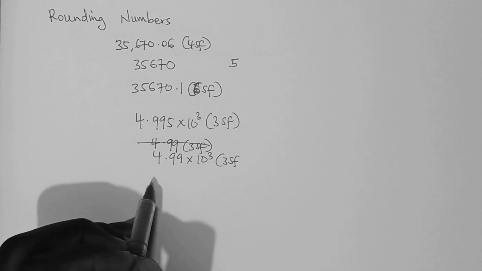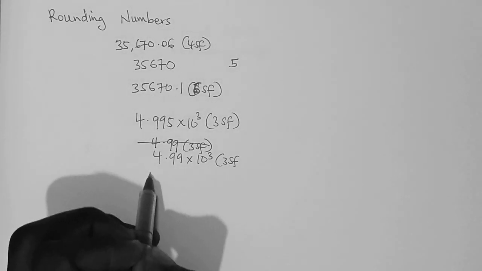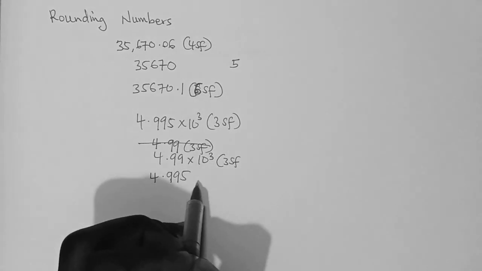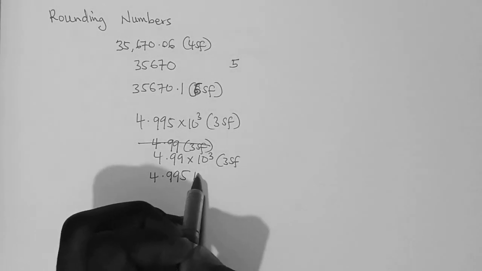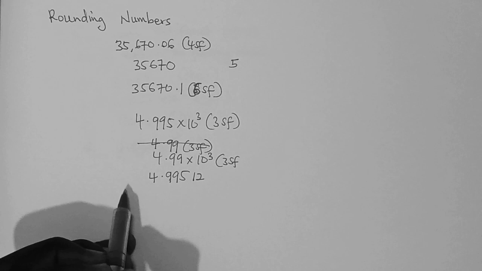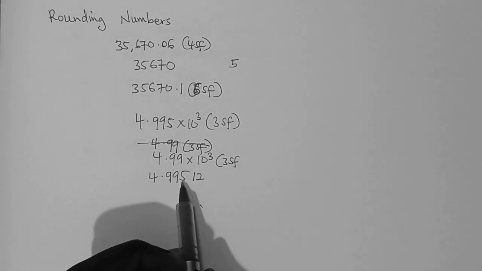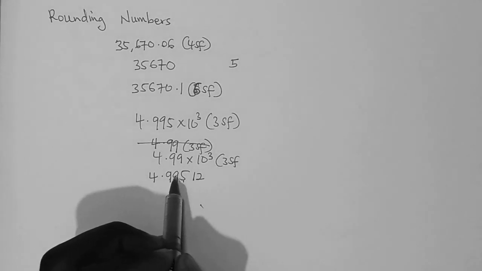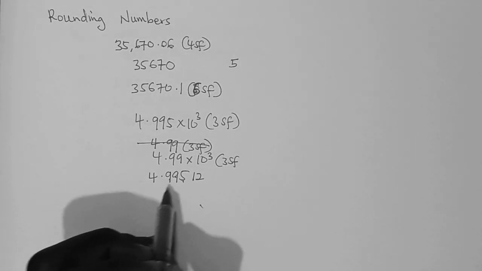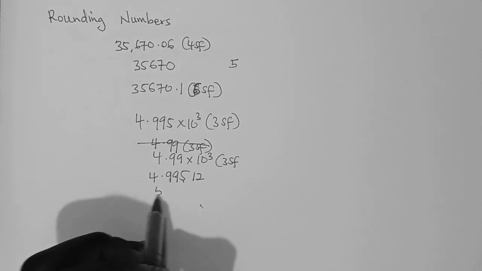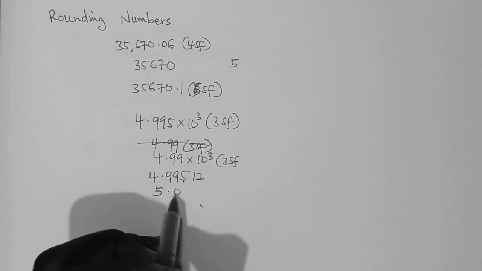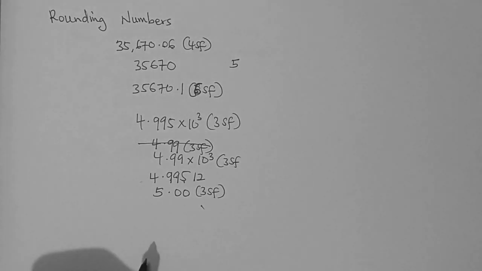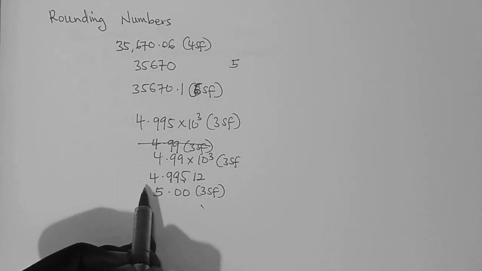However, let's assume that the number was 4.995. Then maybe it was 1 or 1, 2, something like that. Then in this case, we cannot ignore this 5. So in this case, if we add 1 to this, all becomes 5. So this will become 5.00 in 3 significant figures. So these are the differences.